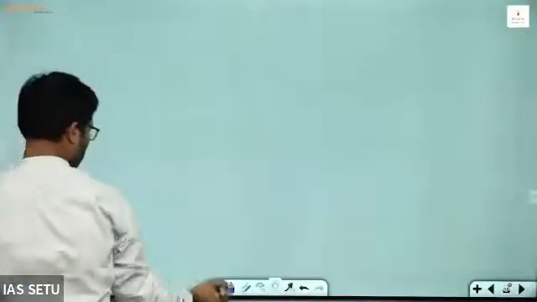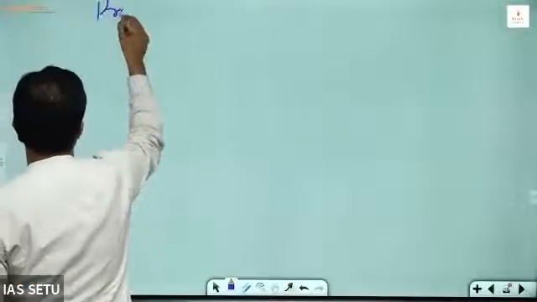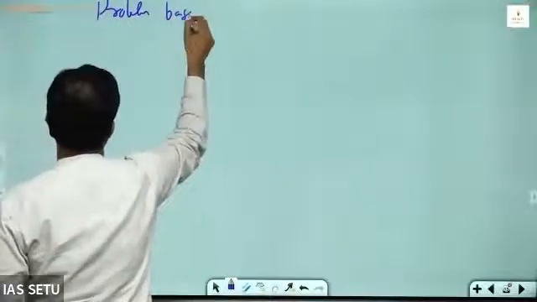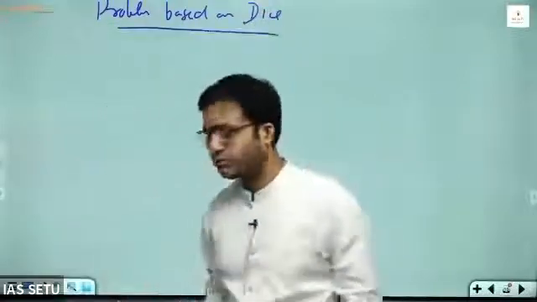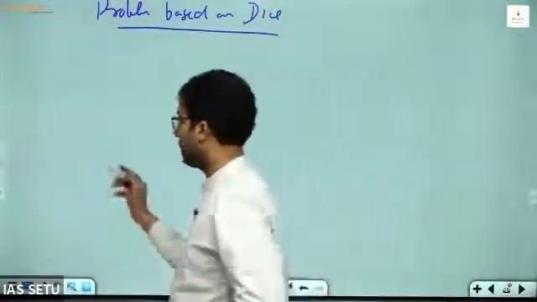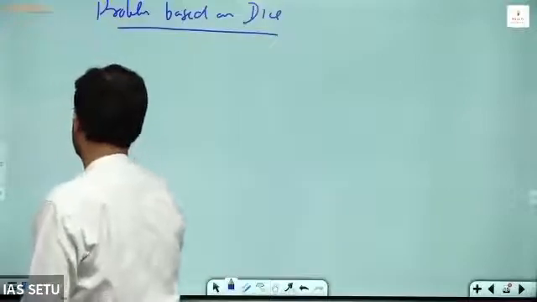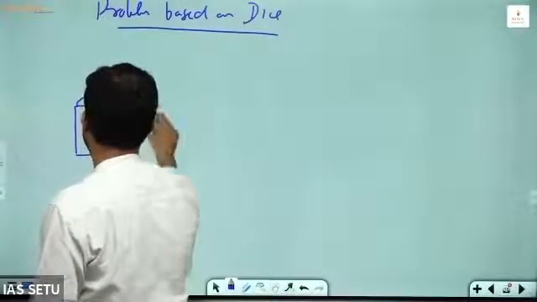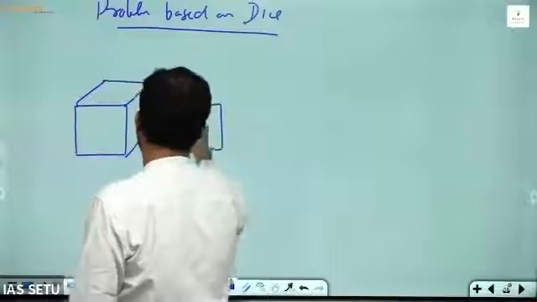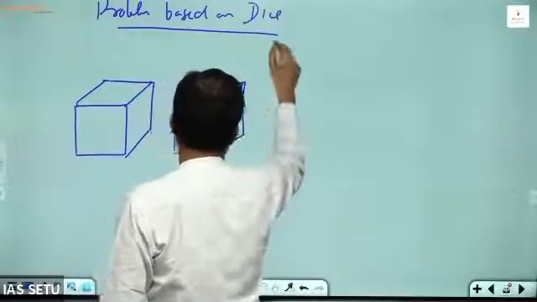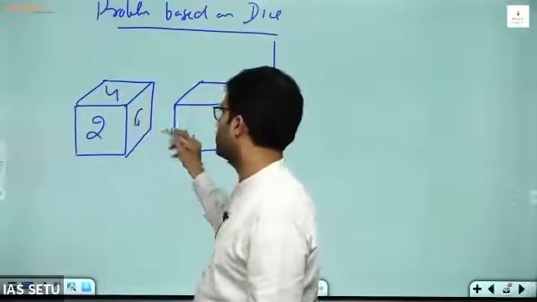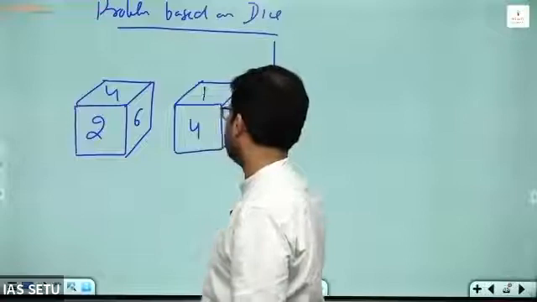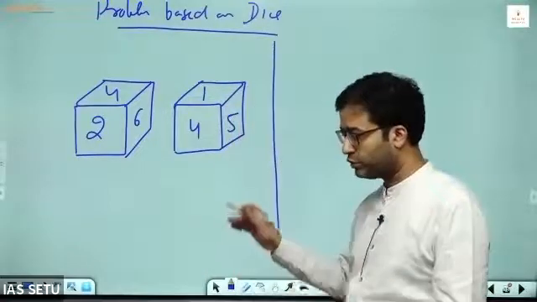Now next is problem based on dice. Examiner will give you 2 different views of the same dice, like this. This is given 2, 4, 6. This is given 4, 1, 5. First question.